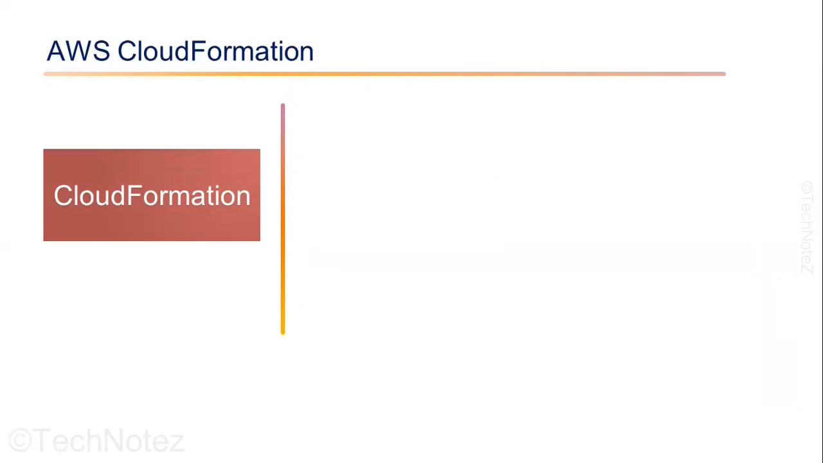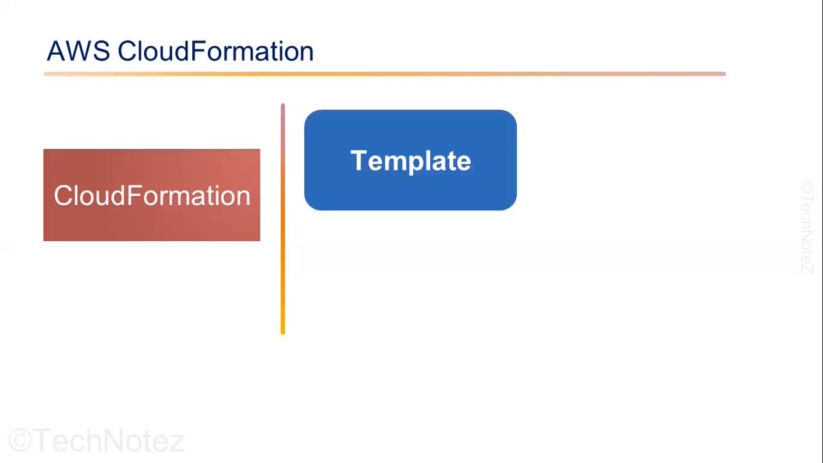CloudFormation consists of four core components. Templates. CloudFormation templates are JSON or YAML files that describe the AWS resources that you want to create and how they are related.